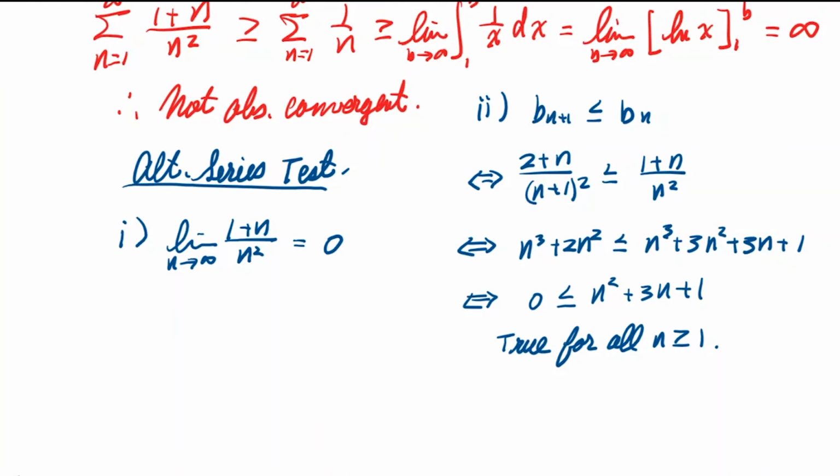Okay, so what we have here is conditional convergence, eh? Because it is not absolutely convergent, but it's convergent anyway. You know what I'm saying? So this is conditional convergence. Conditionally convergent. Good. Okay.